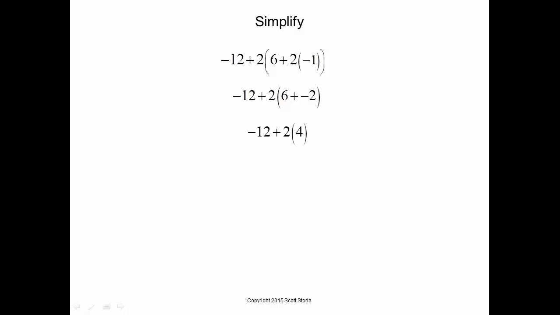I have multiplication and addition left. Multiplication is first. 2 times 4 is 8. Signs are the same, so it's +8. And last, I need to add. Since the signs are different, I'll subtract 8 from 12 and get 4. And since -12 was absolutely larger, the final sum is -4.